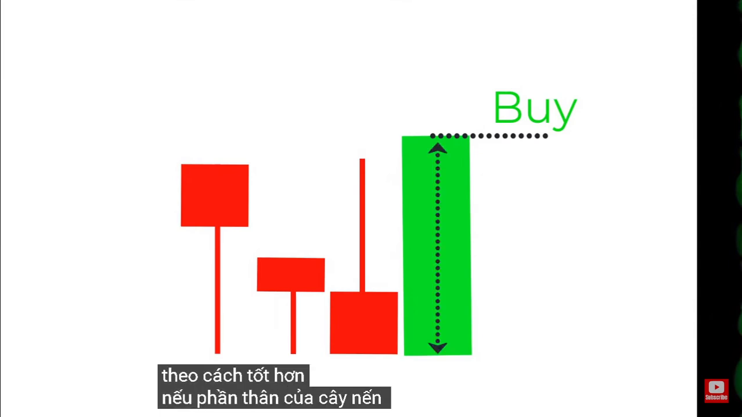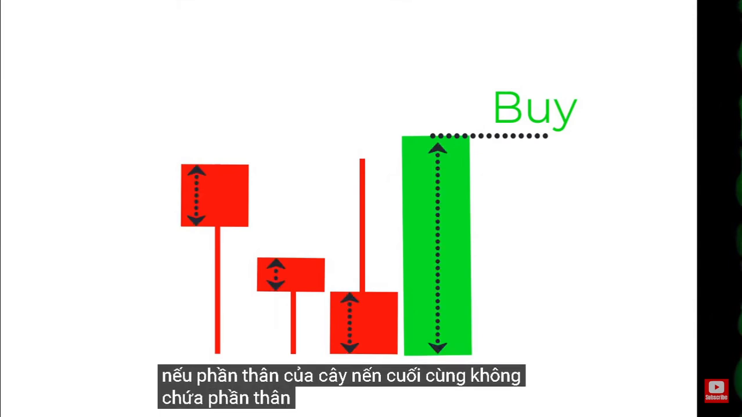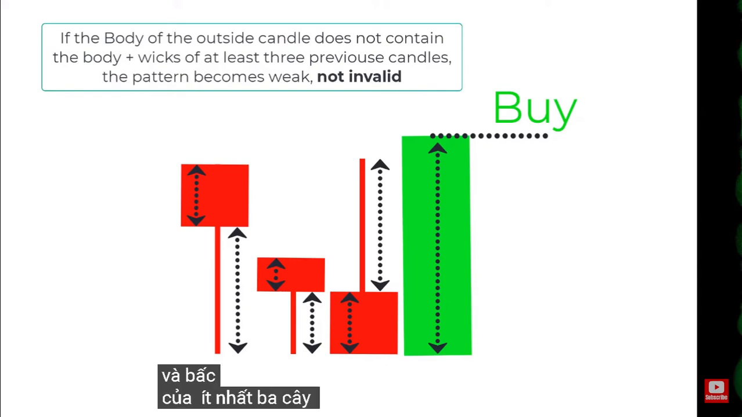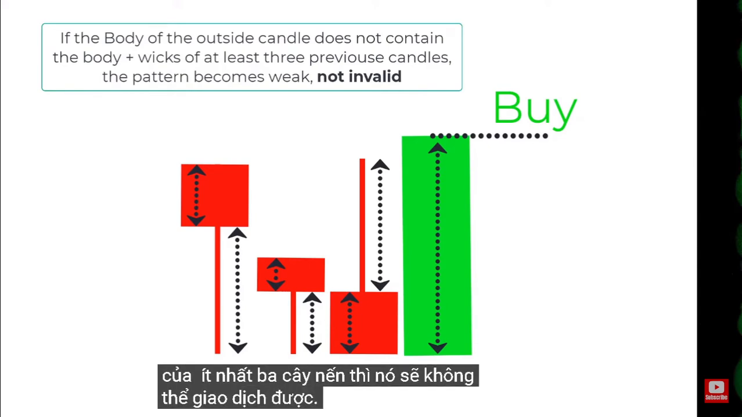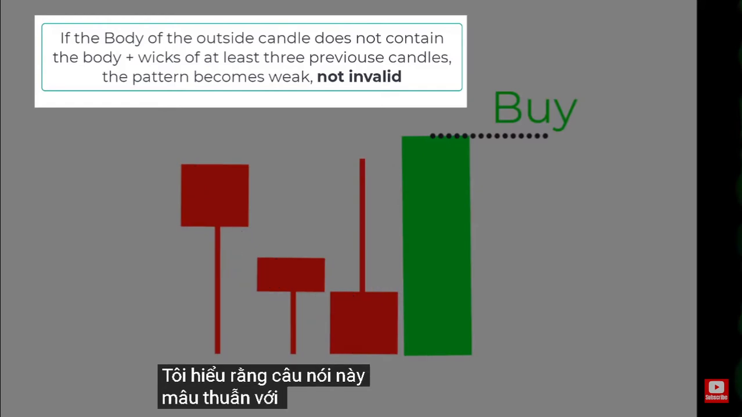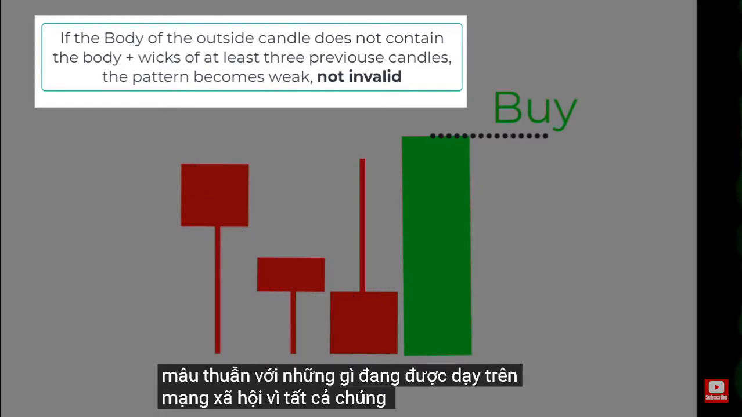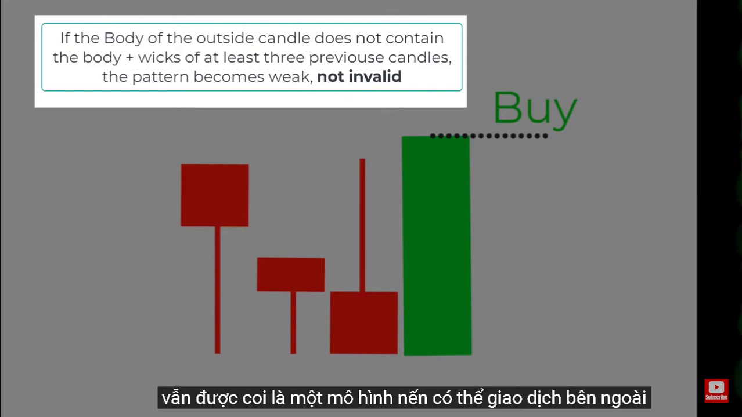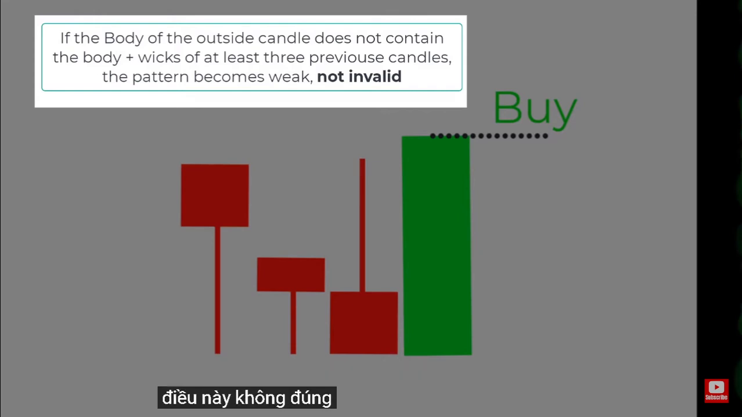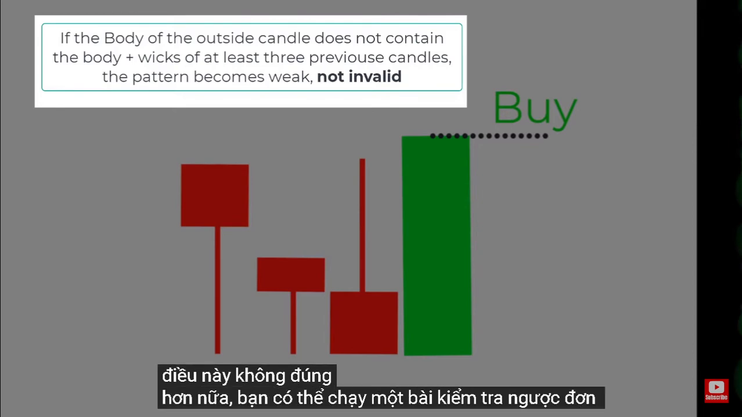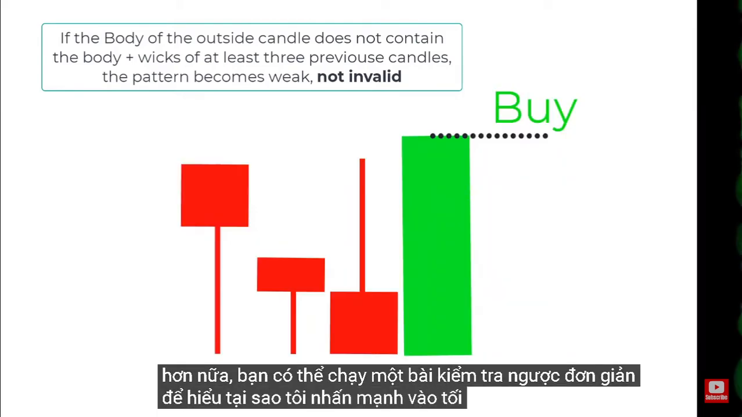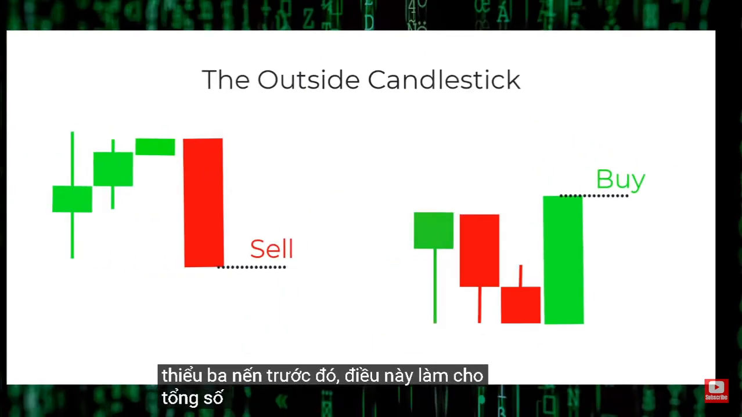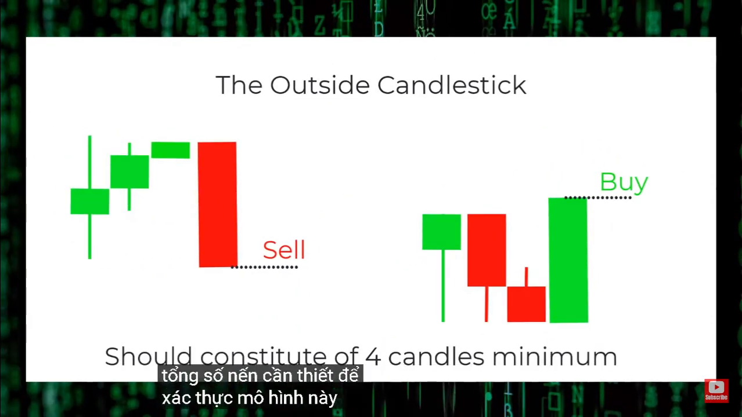If the body of the last candle does not contain the body and wicks of at least 3 candles, then it won't be tradable. I understand that this statement conflicts with what is being taught on social media, because they all tell you that even if the last candle contains only 1 or 2 candles, it's still considered a tradable outside candlestick pattern, which is not true. Moreover, you can run a simple backtest to understand why I insist on a minimum of 3 previous candles, which makes the total number of candles required to validate this pattern 4 candles, including the outside candle.